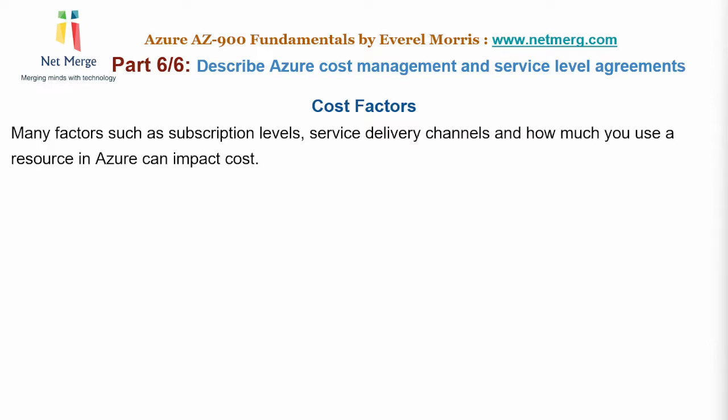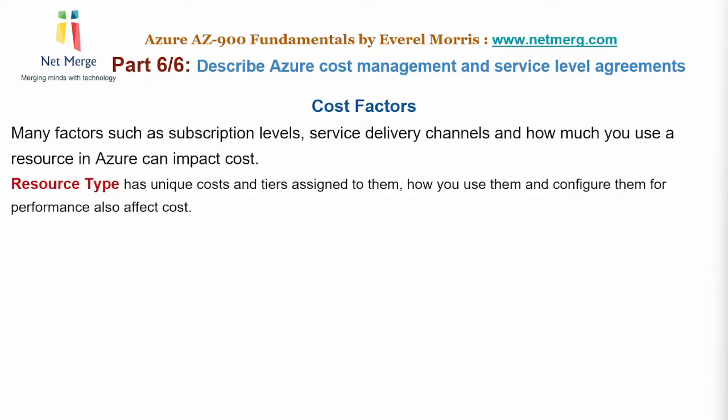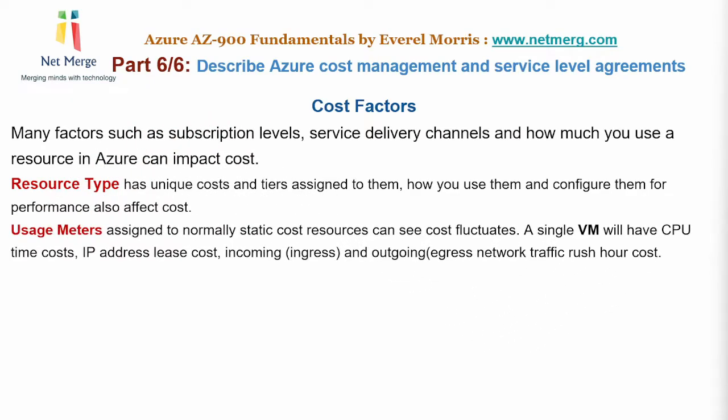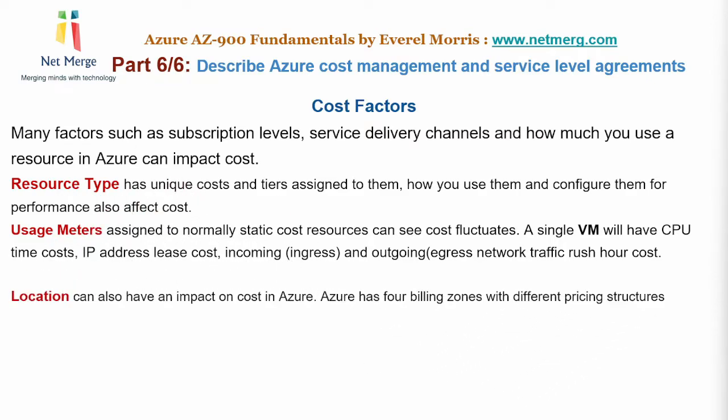Now, let's look at some of the factors that could impact your performance in the cloud. There are many factors, and we want to take a look at them. Resource type has unique costs and tiers assigned to it, and how you use resources can actually change the dynamics of cost. There are usage meters assigned to some resources. You need to be aware of those as well when you move into the cloud. You want to understand all the different cost factors.